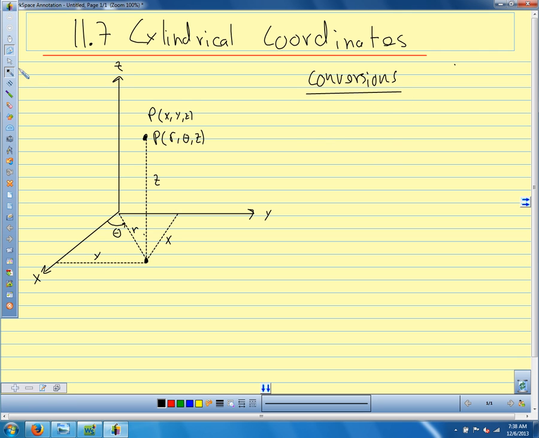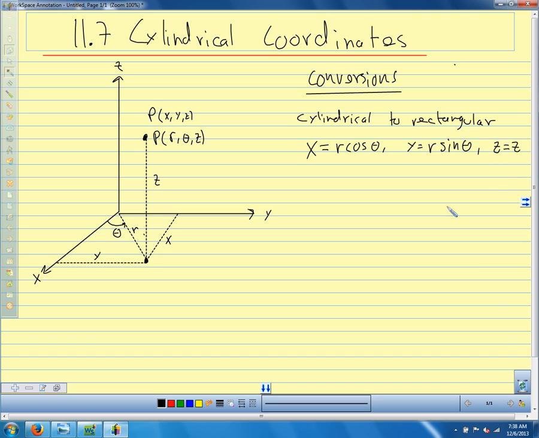If we're going to go from cylindrical to rectangular, we're going to say x equals r cosine theta, y equals r sine theta, just like our polar coordinate conversions, and z equals z. We don't have to do anything with the z. And we say that the point 0, 0, 0 is the pole in cylindrical coordinates.